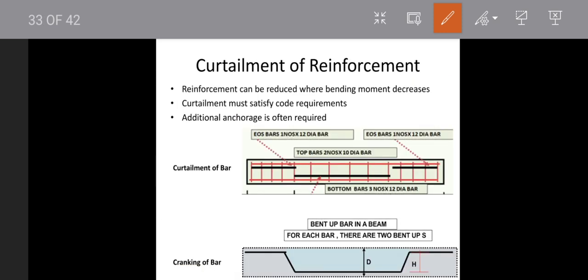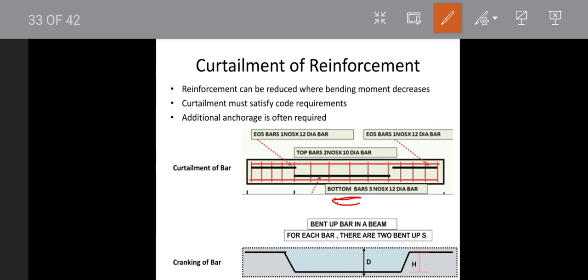So next one is curtailment of reinforcement or cranking of reinforcement. In order to overcome the tensile load, we will provide the reinforcement. If you consider a beam, the tensile reinforcement will be maximum at the bottom. Why is the tensile load maximum at the bottom? Due to the flexure, that is, due to the bending of the beam, the tensile load will be maximum at the bottom.